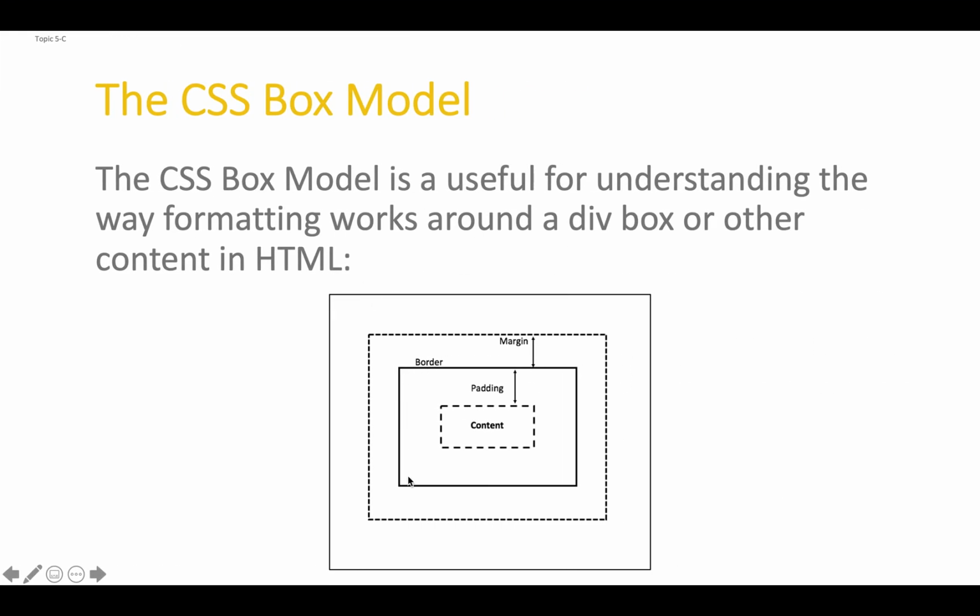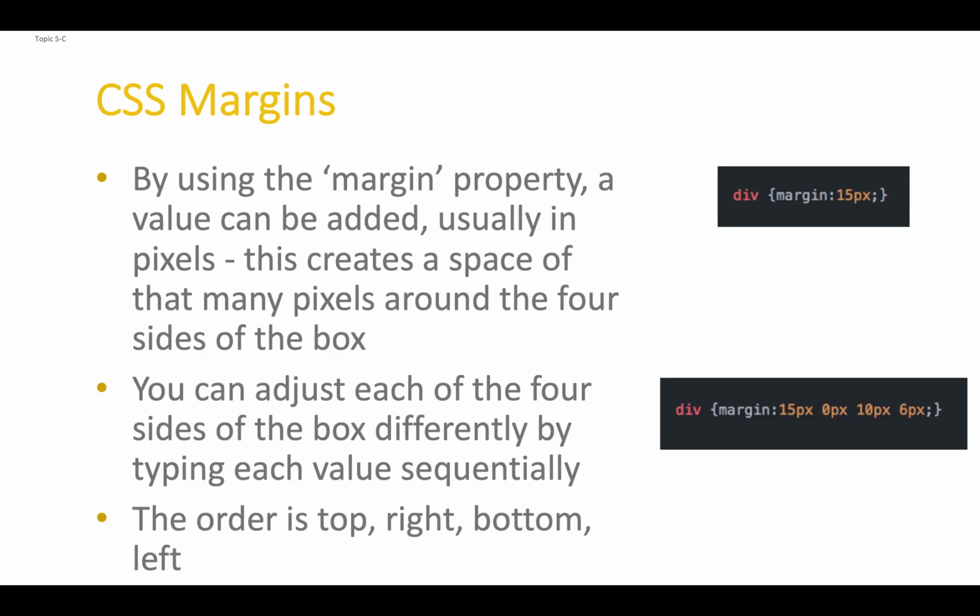So the border of our paragraph box can be styled using the border property. We can add some padding around our paragraph using the padding property. And if we want to add some space on the outside of our box so that it's not right up to the next element, we can add the margin property. The margin property, you usually add it in pixels. This creates a space of that many pixels around the four sides of the box.